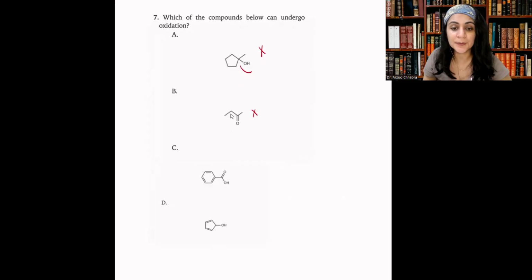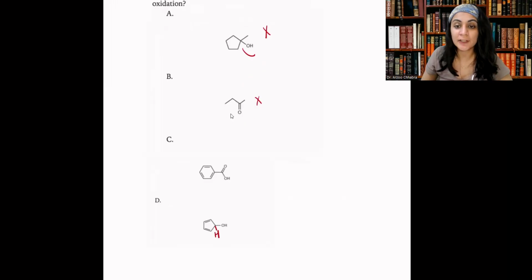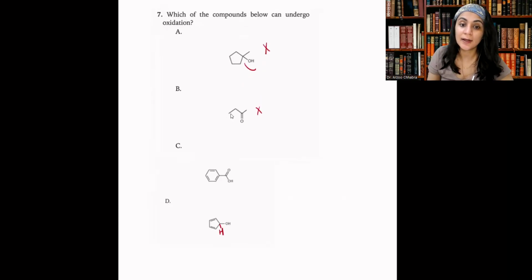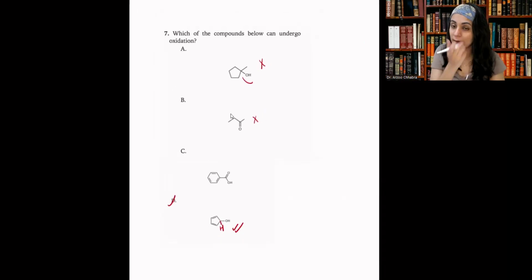For the fourth option, we have an alcohol, right? And that alcohol also has a hydrogen over here. So that hydrogen can definitely undergo oxidation, right? So that's why option D actually is the correct answer, because there's a possibility of oxidation because of that hydrogen present over there or there. So option D is the correct answer for that problem.